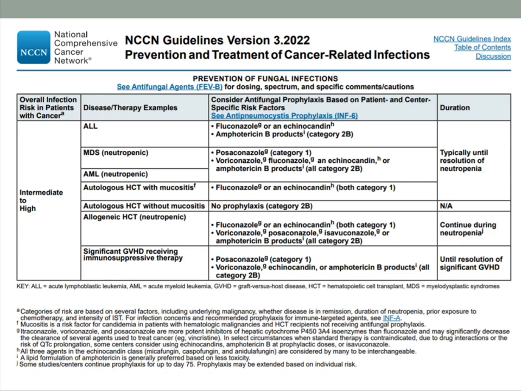Same thing for allogeneic stem cell transplant. If you notice, for prevention, fluconazole or echinocandin are both category 1, whereas our mold-active triazoles are category 2B. That's because we don't have a randomized controlled trial like we do for AML showing a benefit with posaconazole, unless the patient has graft versus host disease. Then there is a randomized controlled trial that showed a benefit, so that's why it gets the category 1 recommendation if there is GVHD.